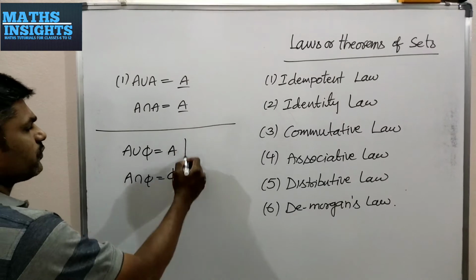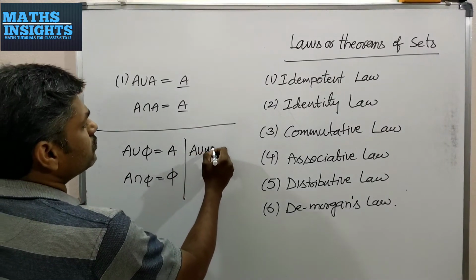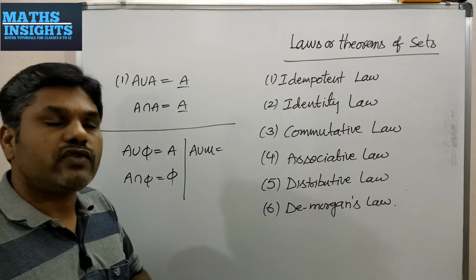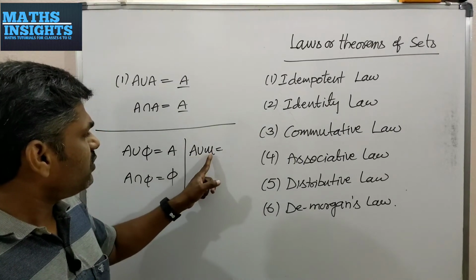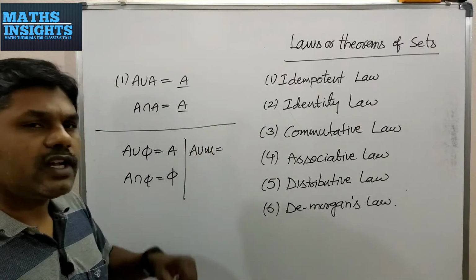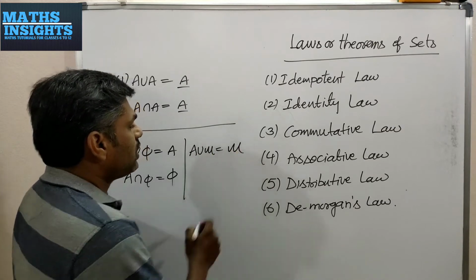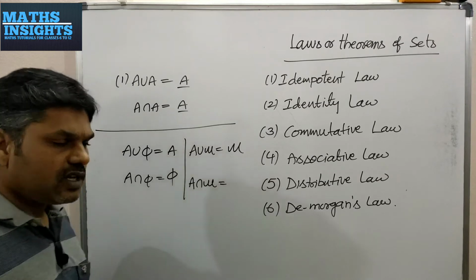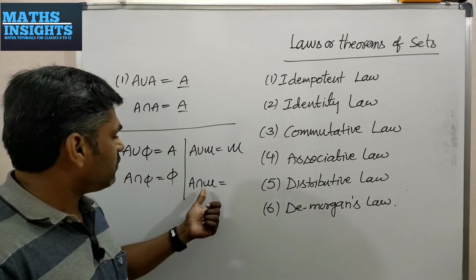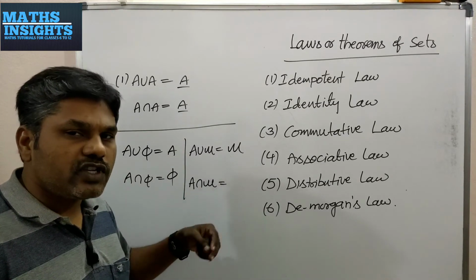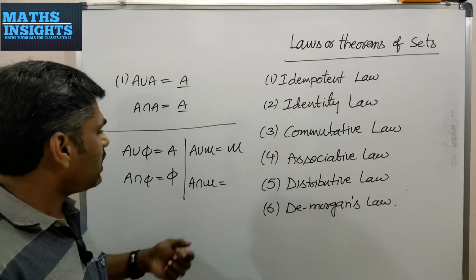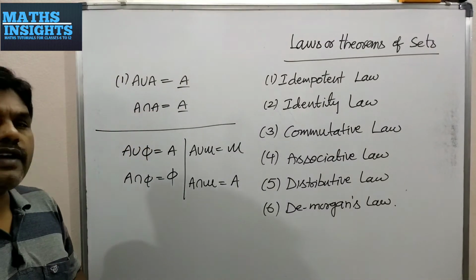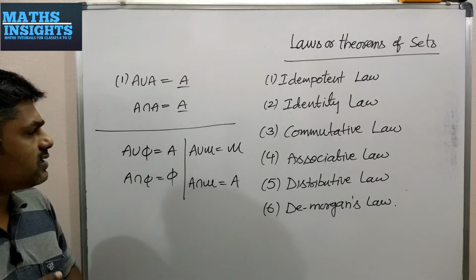And also A union mu. You know what is meant by mu. Mu is the universal set. If you combine mu and A, you will get mu. And also if you do intersection with mu, that means you are taking the common elements of both A and mu. Mu is the bigger set, and you will get A again. These are called identity laws on sets.